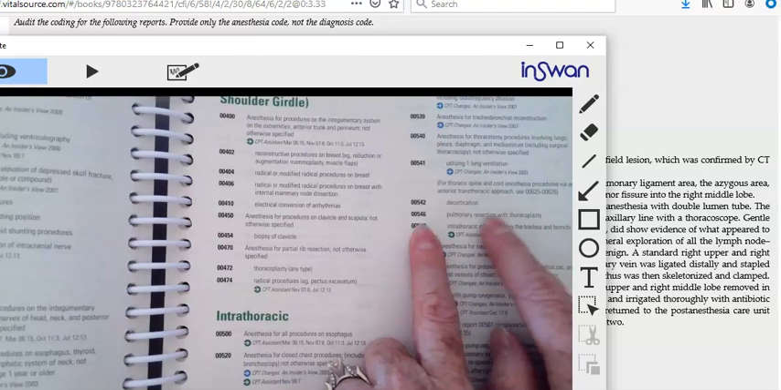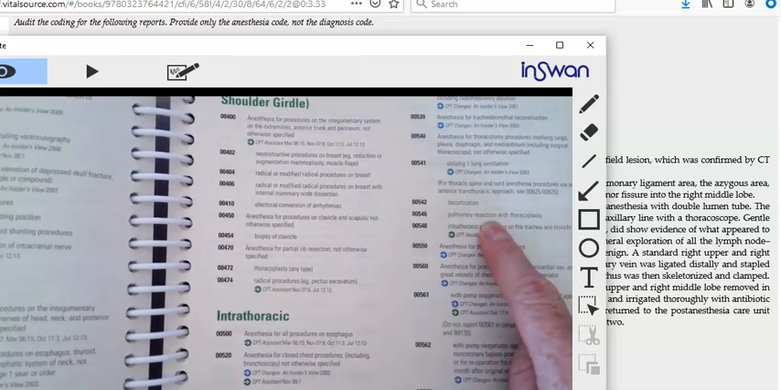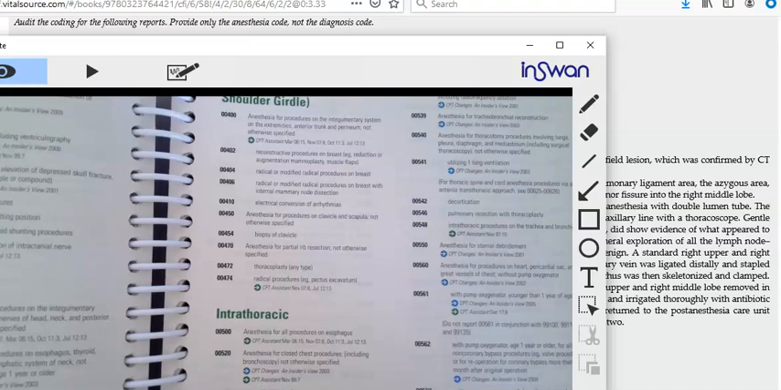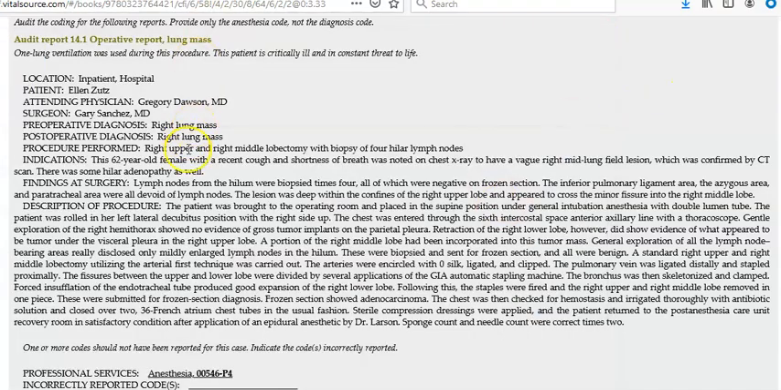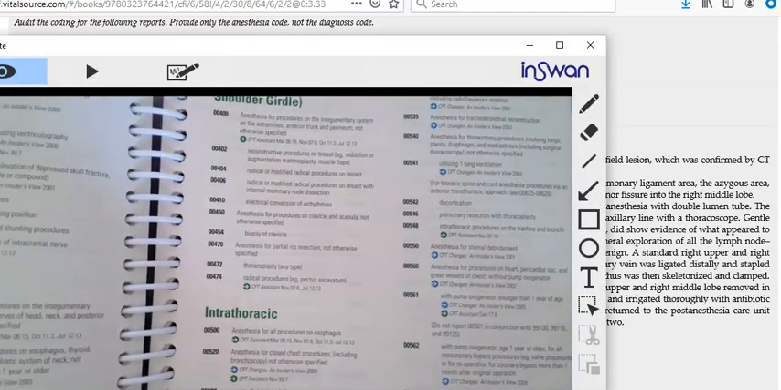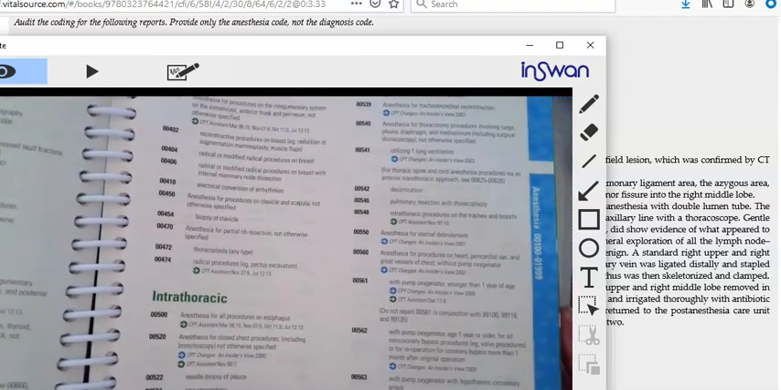So our patient did not have a pulmonary resection, right? They had, let's go back and look, right upper and right middle lobectomy. So they just took lobes, not the entire lung, with biopsy of lymph nodes. So we need to find the anesthesia that tells us it's for the right upper and right middle lobes. So let's go back to our book. So we know we're at the right section, just not the right procedure.